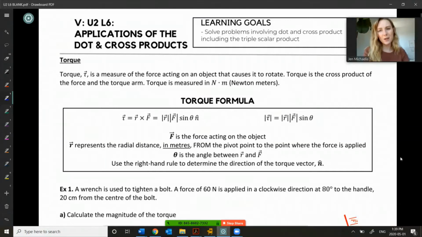Hey guys, today I'm going to take you through some applications of the dot and cross products. So we're going to go over torque, work, and also the triple scalar product and its applications.